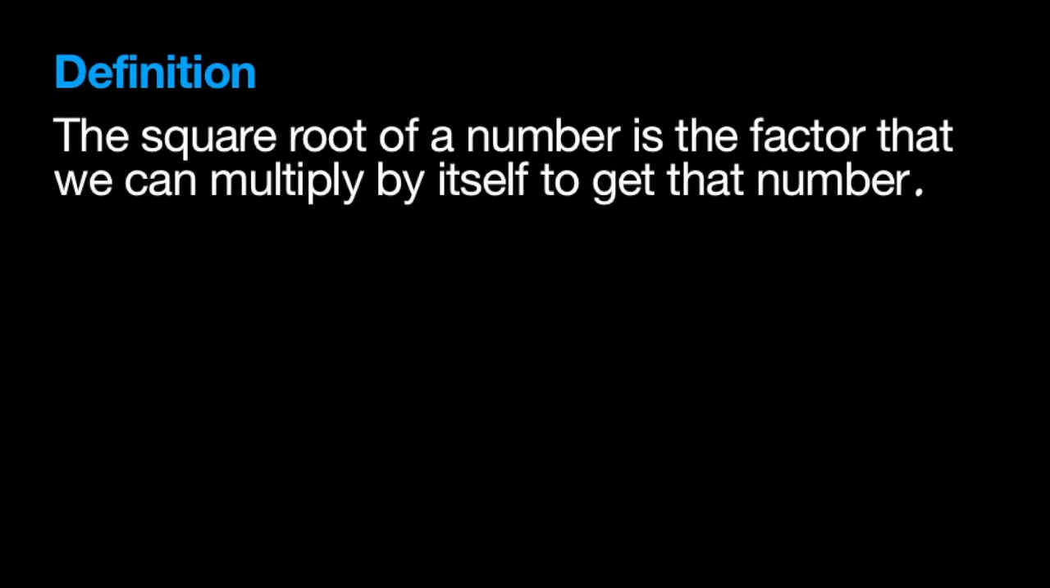So if you have 16, we know that 16 is a product of 1 times 16. We also have 2 times 8. And we also have 4 times 4. So our definition tells us that it must be a factor. So the factors of 16 are 1, 16, 2, 8, and 4. So those are the factors.